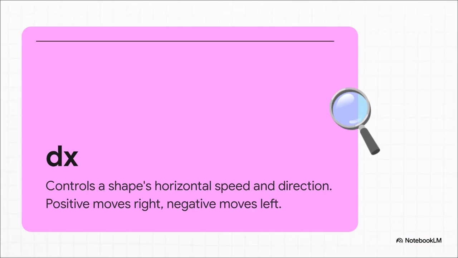Say hello to dx. Now in programming, that little d usually stands for delta, which is just a fancy word for change. So dx is literally the change in x, the change in its horizontal position. Think of it like the gas pedal and the steering wheel all in one. We set this one property and it tells our shape how fast to move and in which direction. A positive number moves it right, a negative number moves it left. It's the secret ingredient for all motion.